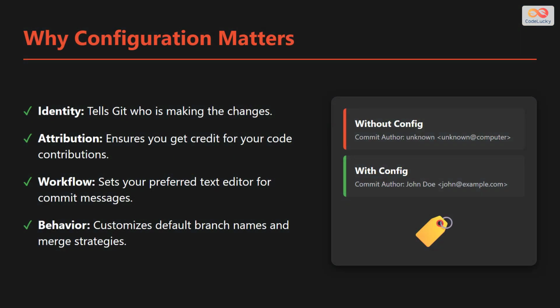So, why is configuration important? Git is a distributed version control system, which means every change you make is recorded. Configuring Git ensures that your identity is correctly attached to every commit you make. It also allows you to customize how Git behaves, such as which text editor opens when you need to write a message.